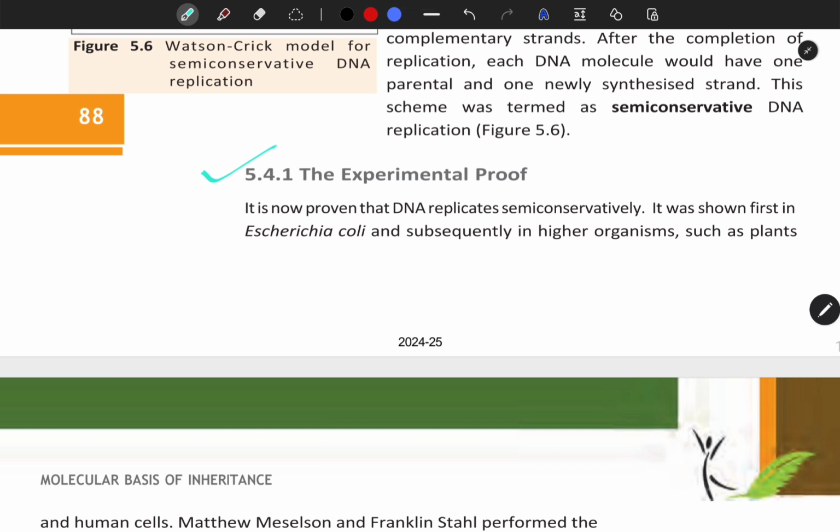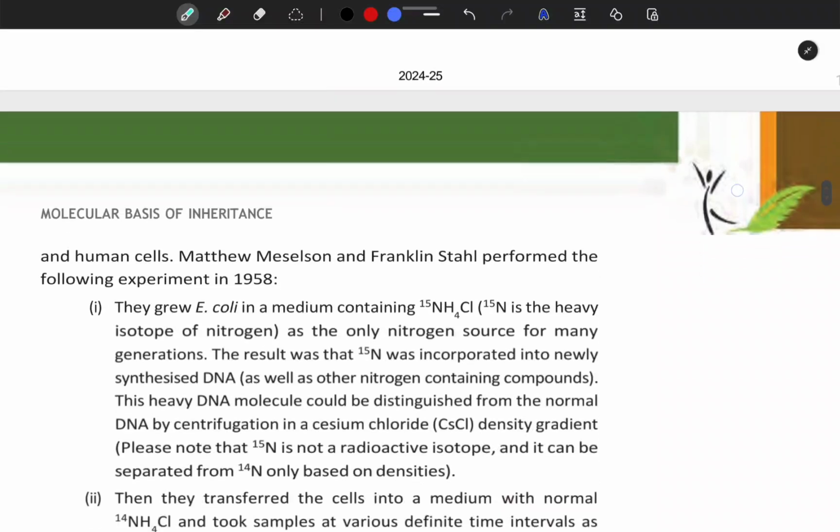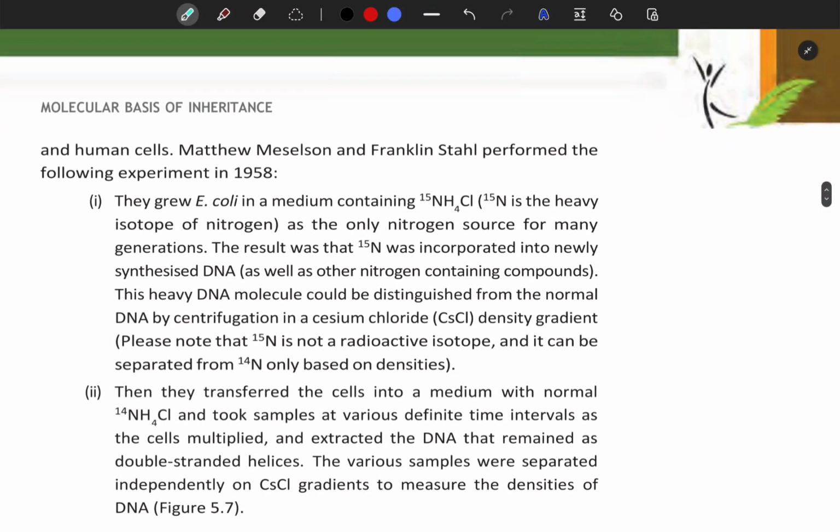5.4.1 The experimental proof. It is now proven that DNA replicates semi-conservatively. It was shown first in E. coli and subsequently in higher organisms such as plants and human cells. Matthew Meselson and Franklin Stahl performed the following experiments in 1958.